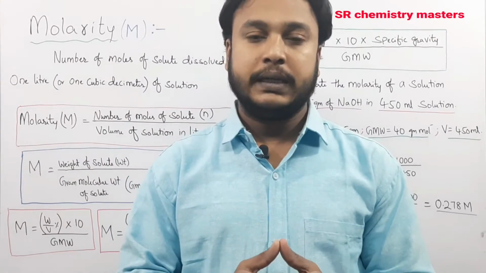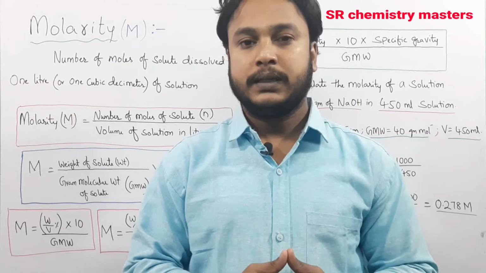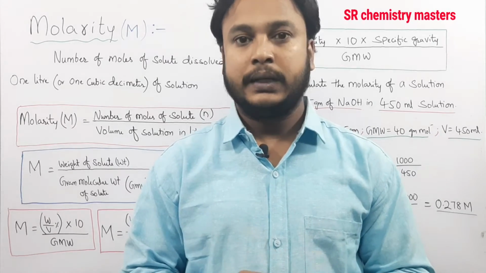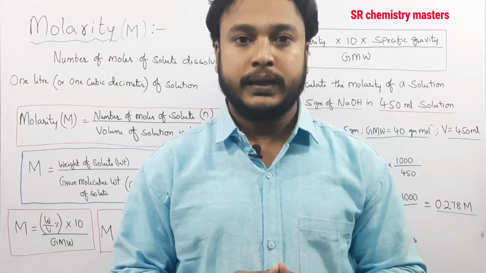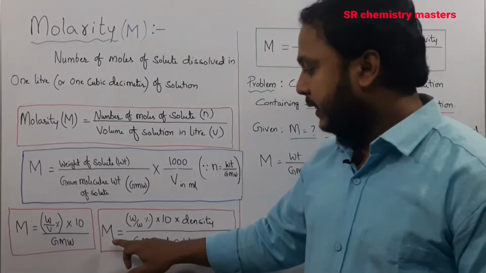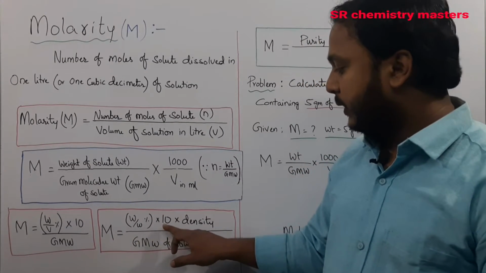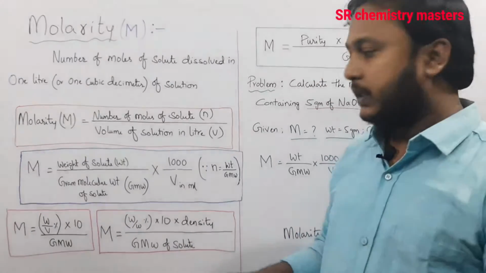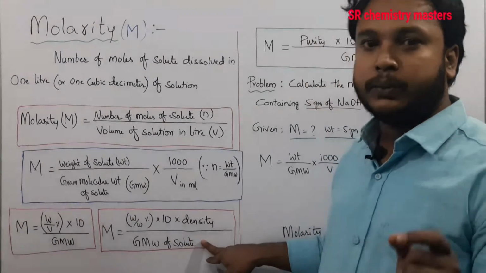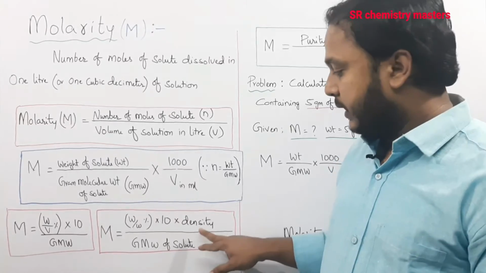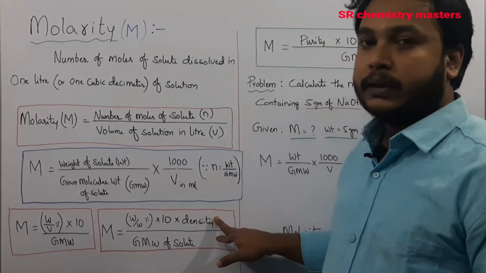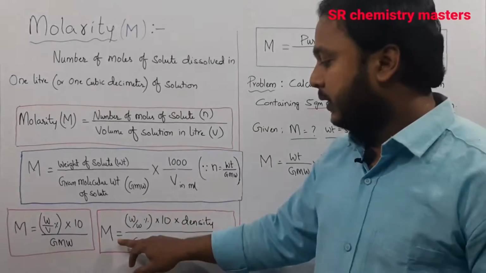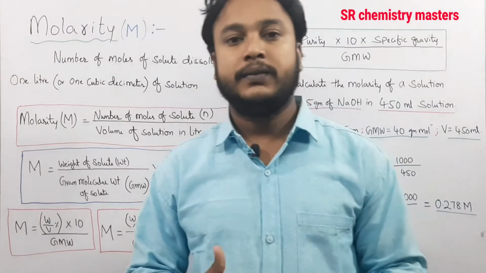Or in the question, if you are given mass percentage and density, or you are interested in calculating the density, you are going to take the formula: molarity is equal to mass percentage into 10 into density by gram molecular weight of solute. Remember, this formula is used either to find out the density, or if in the question you are given the density and you are finding the molarity. In both cases you are going to take this formula.